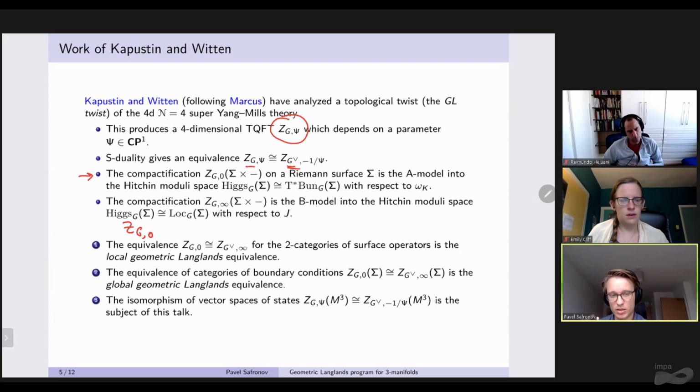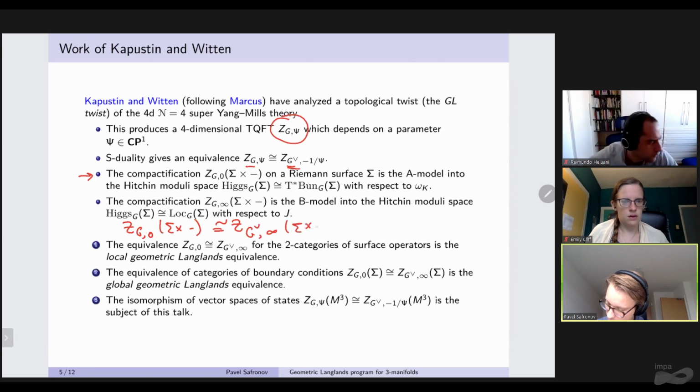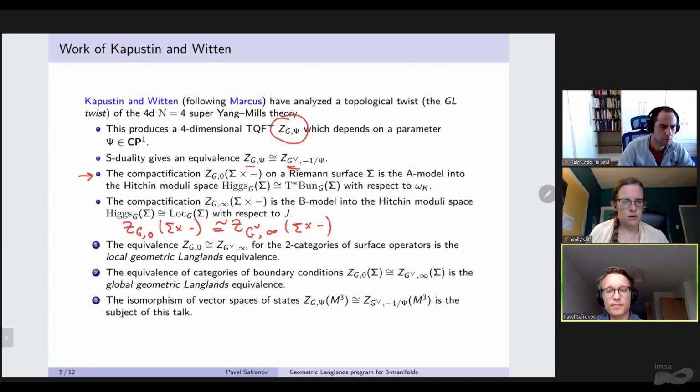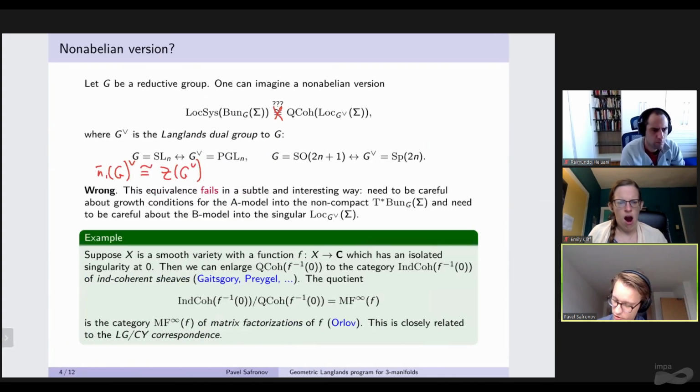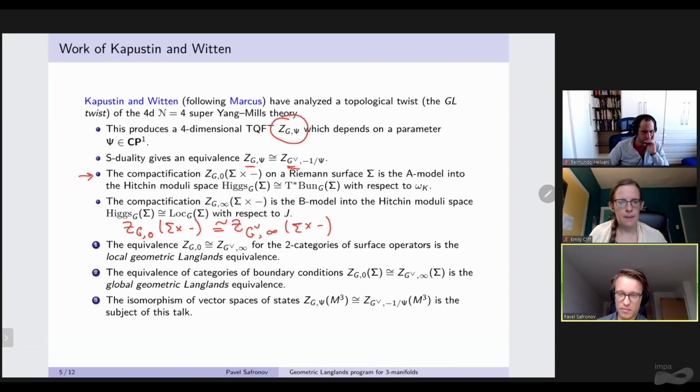And so this equivalence of the theory at psi equals 0 compactified on sigma, and the theory for G check at psi equals infinity compactified on sigma, looks exactly like what we wanted. On the left-hand side, we get the A model into the cotangent bundle of the moduli space of G bundles. And on the right-hand side, you have the B model into the moduli space of flat G check connections. And so this is what I was trying to get at here, which was not quite true. But physically, it indeed exchanges the A and the B model. So it's a mirror symmetry.